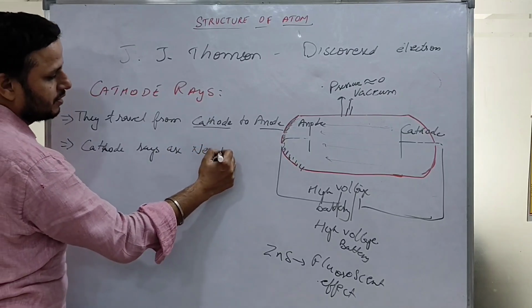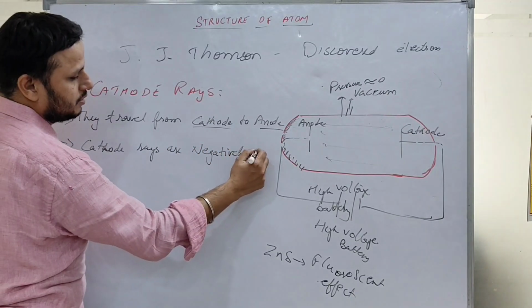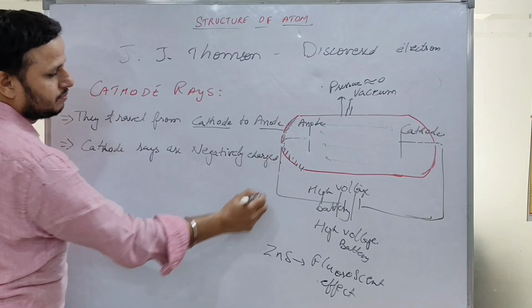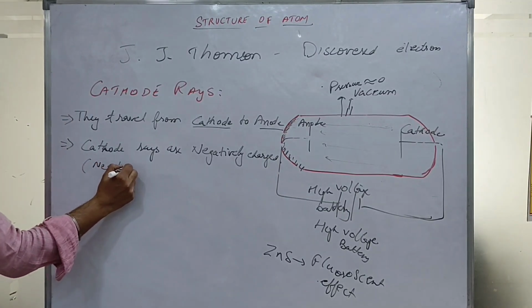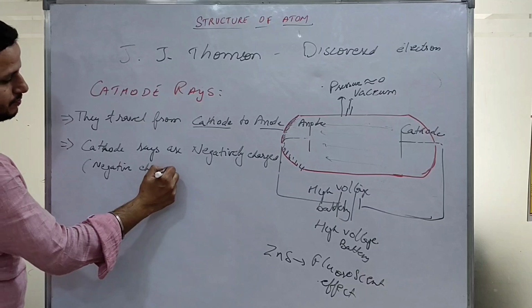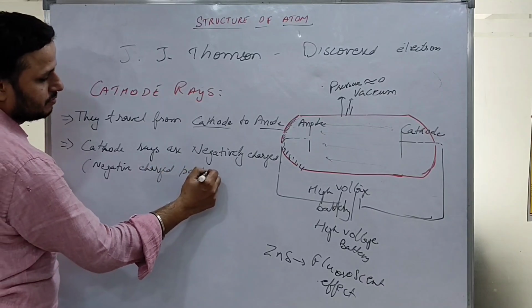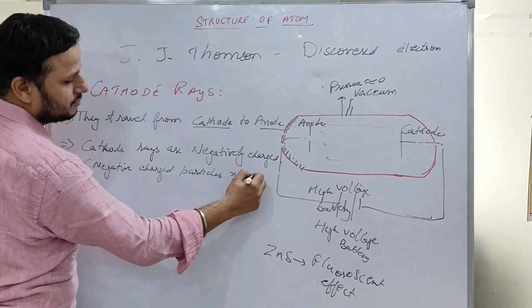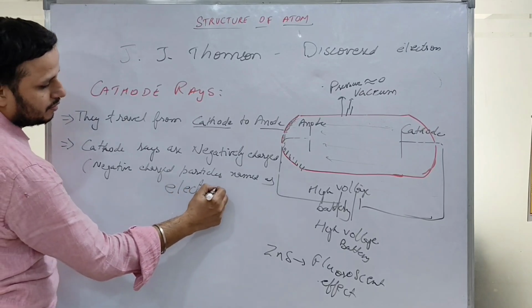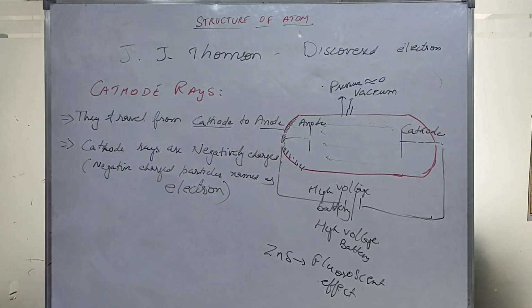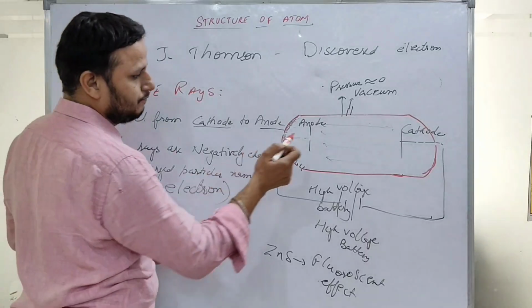They contain negative charge, and these negatively charged particles were named as, and then they gave them the name electron particle.